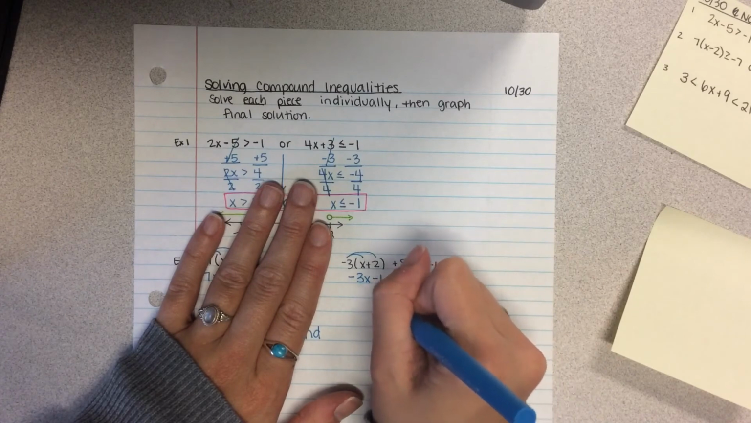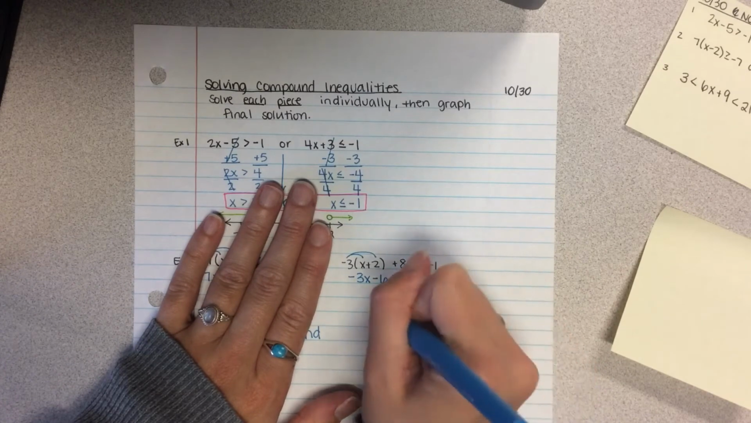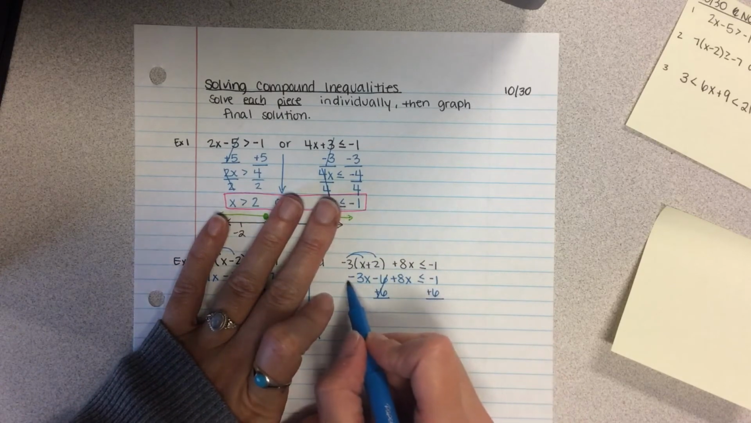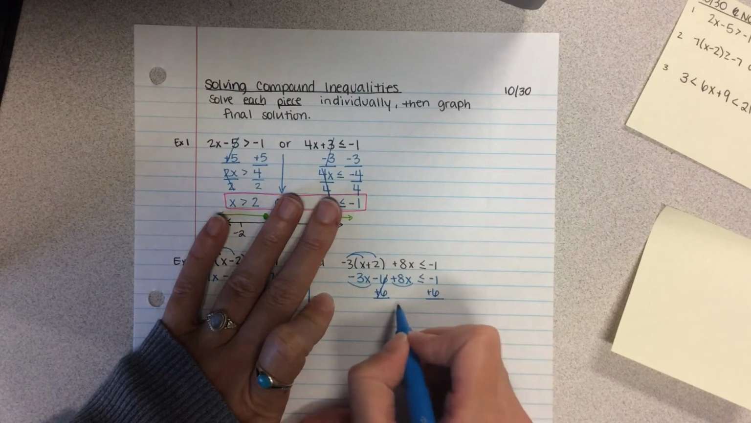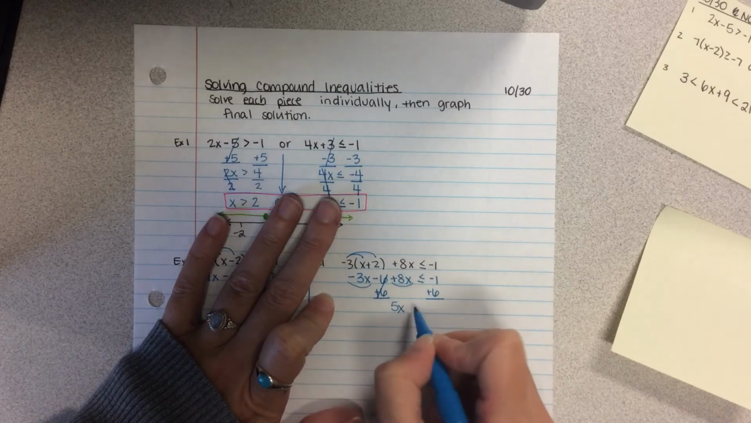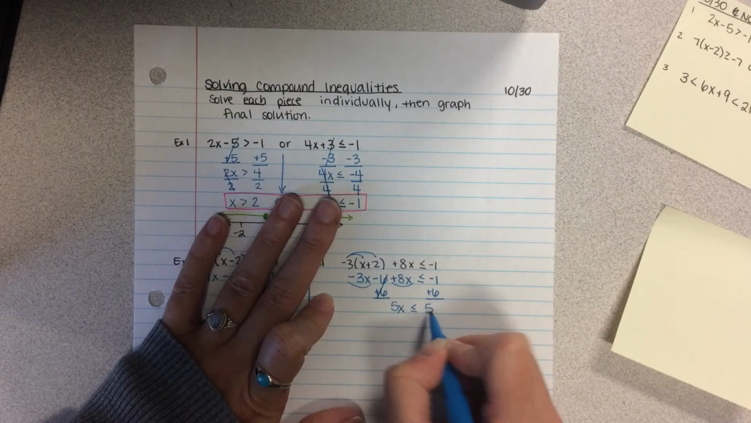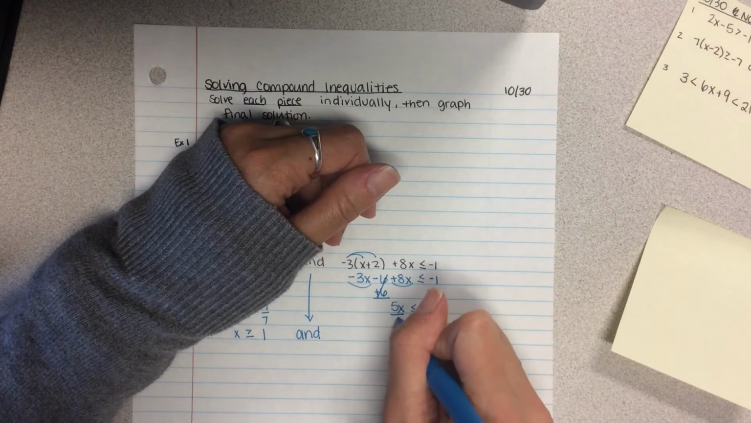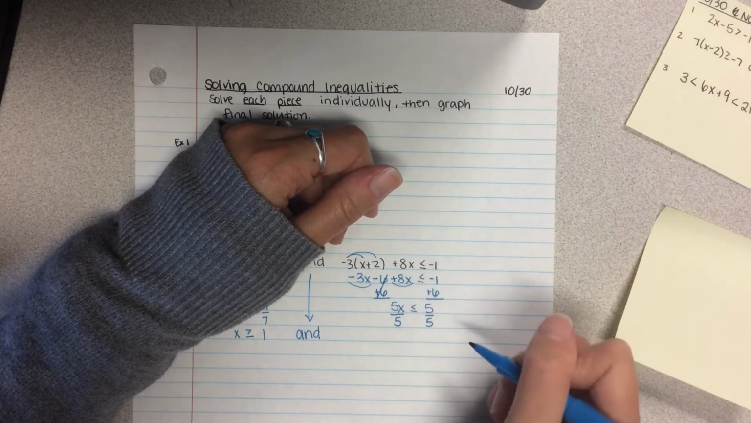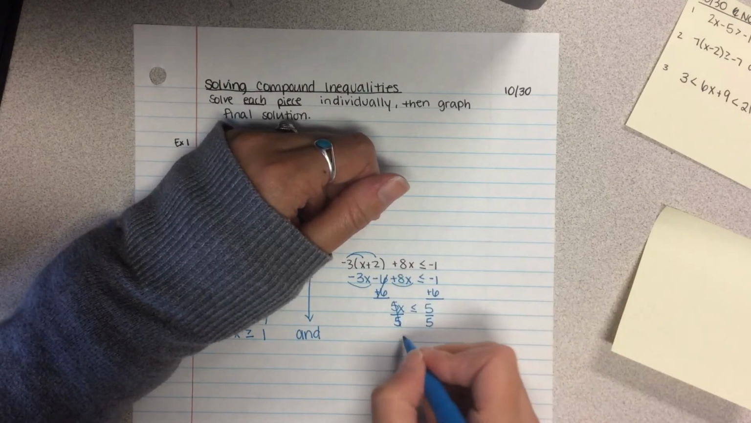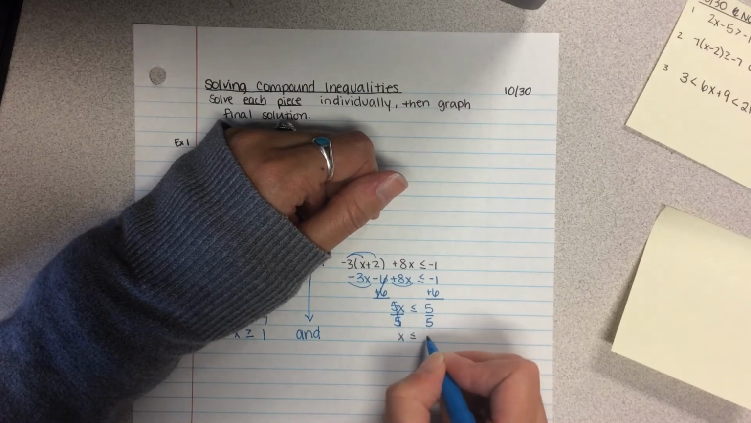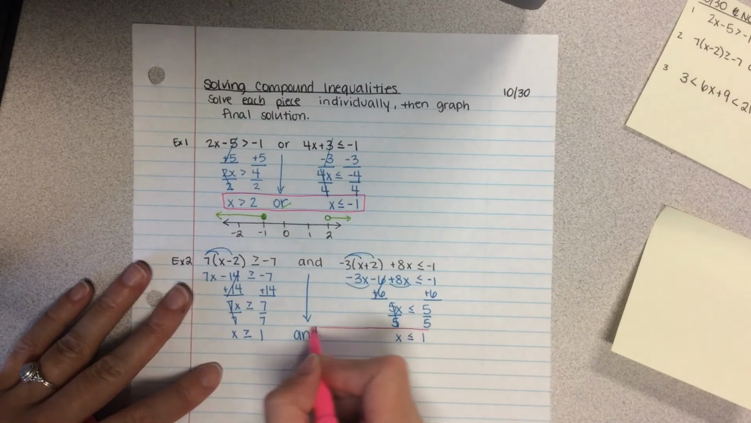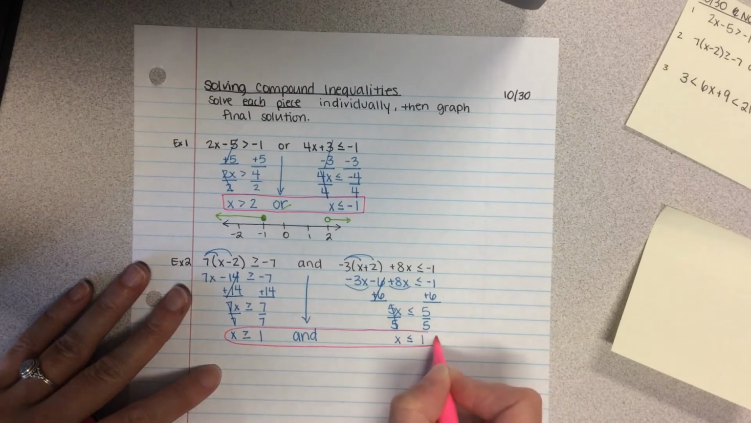I can add 6 to both sides. And then as I do that, I'm actually also going to combine my like terms. So the -3x and the +8x gives me 5x left on that side is less than or equal to +5. And then divide both sides. The 5's cancel, and I get x is less than or equal to 1. So that is my final solution, and this is a new special case for us to look at.